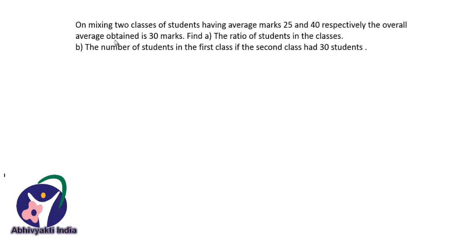that on mixing two classes of students having average of 25 and 40 respectively, the overall average obtained is 30 marks. Find the ratio of the students in the class and the number of students in the first class if the second class had 30 students.